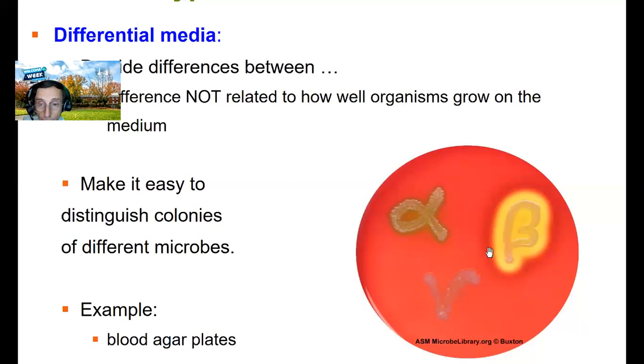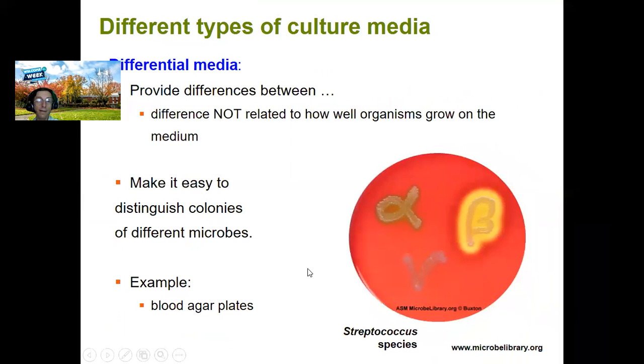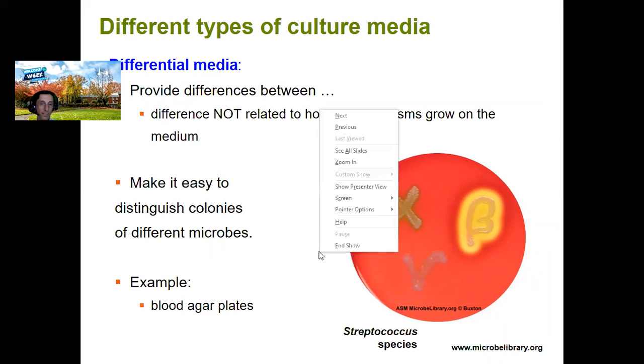You'll note that we have a dark ring around the beta hemolysis. This is actually a ring of alpha hemolysis, and it is normally seen wherever you have beta hemolysis; you'll have alpha hemolysis further out. Anyways, that's blood agar, a differential media, showing you differences between different types of cells: one that has beta hemolysis, one that has alpha hemolysis, one that has gamma hemolysis.